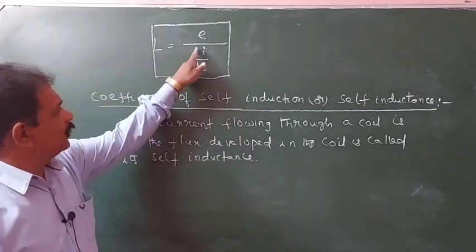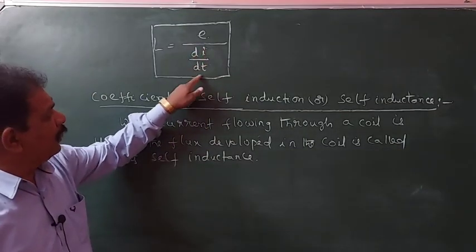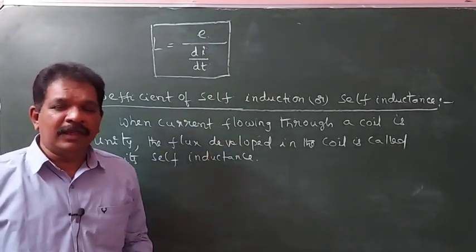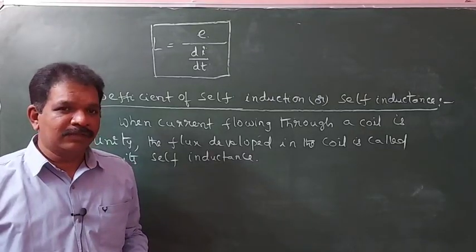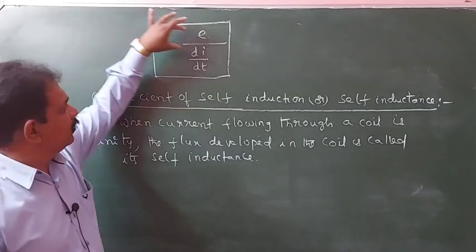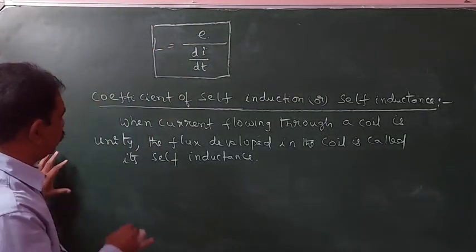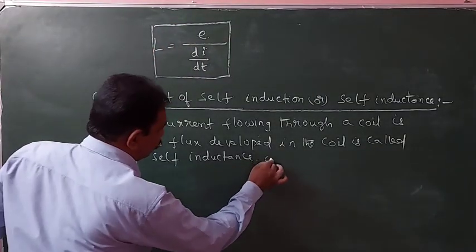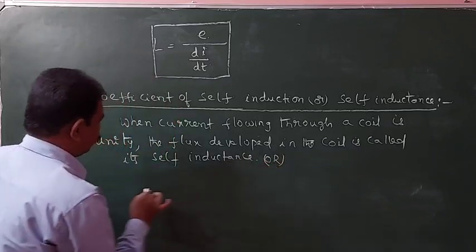Coils will have self-inductance. Understand? Using this, when the rate of change of current in a coil is unity, the EMF developed in the coil is called its self-inductance. This is another definition.